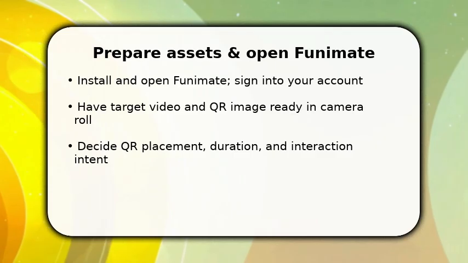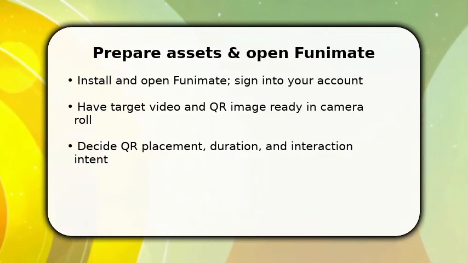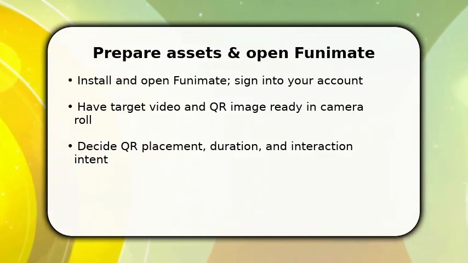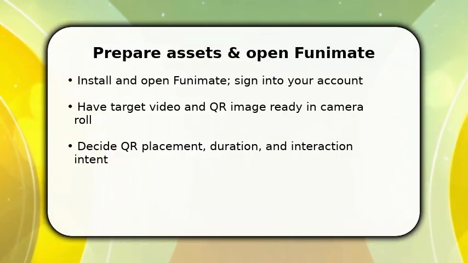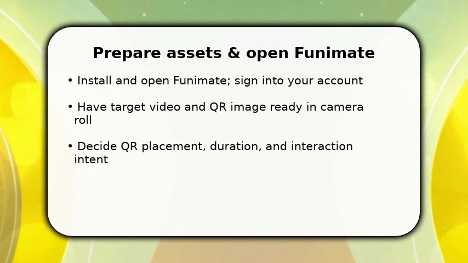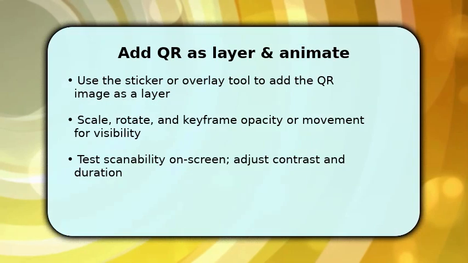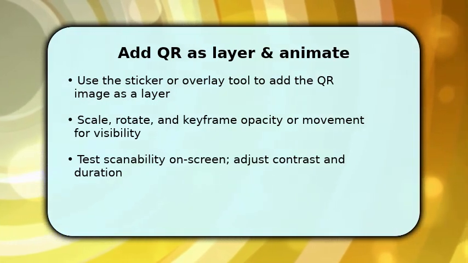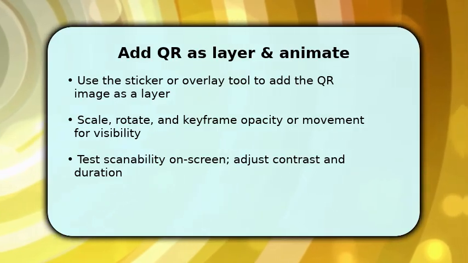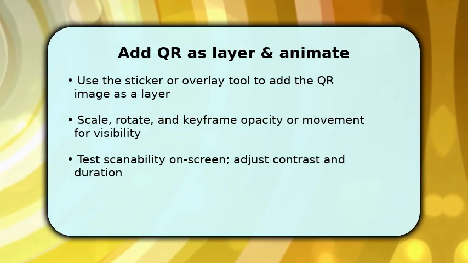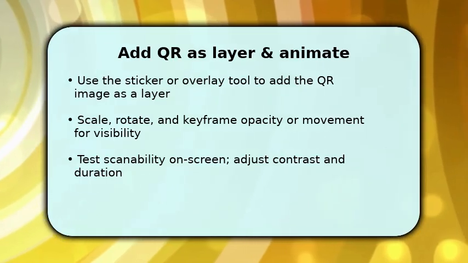You're choosing placement that won't block faces or key visuals, so preview a paused frame before fine-tuning for the next step. Now add the QR image as an overlay layer and position it precisely. You want it scannable without dominating the frame. Use keyframes to animate scale or opacity. For example, a subtle zoom or a brief fade-in draws attention while preserving scannability.